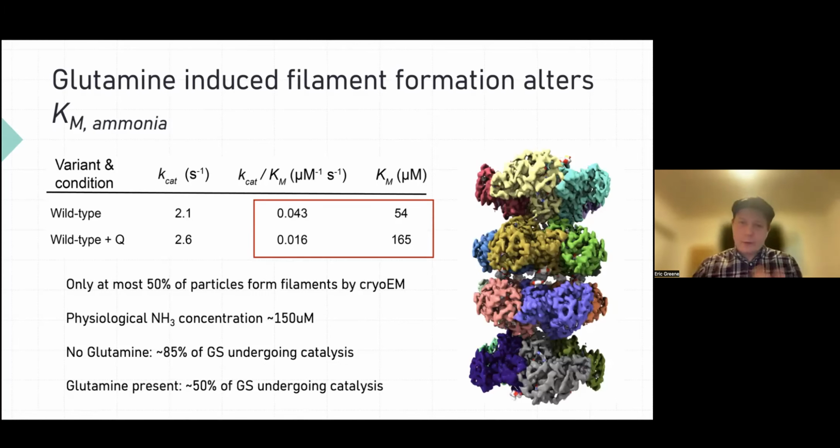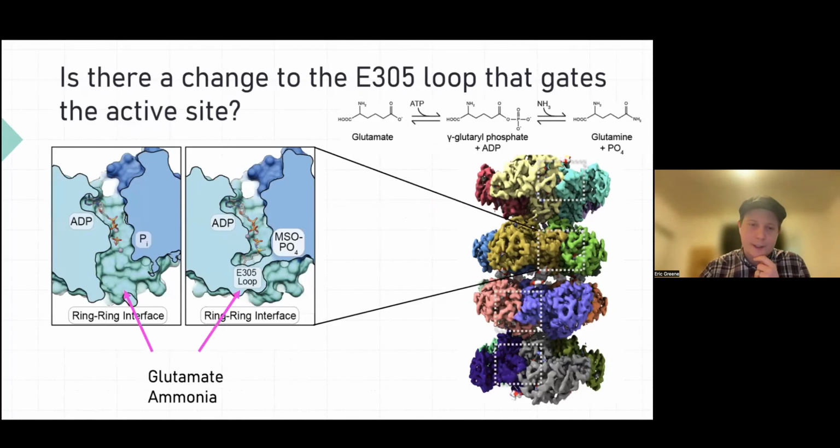And so next we wanted to ask, okay, we now have a functional difference in ammonia Km. So what is actually happening at these active sites that could be eliciting this effect? I mentioned earlier in the talk that the active site forms a bifunnel-like shape. And we actually had crystal structures from previously in the literature that we could look back to of this enzyme, which really suggested that we should be looking at this E305 loop.